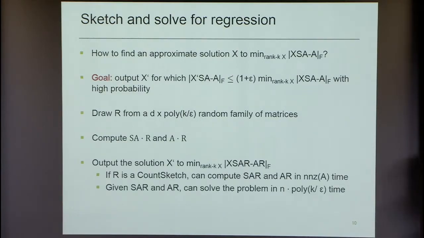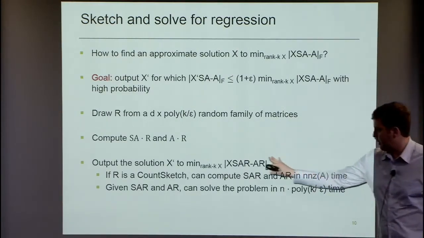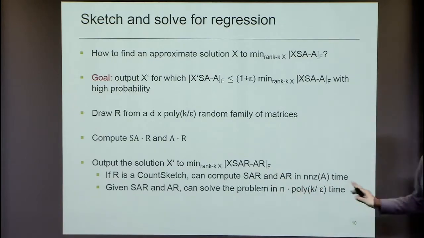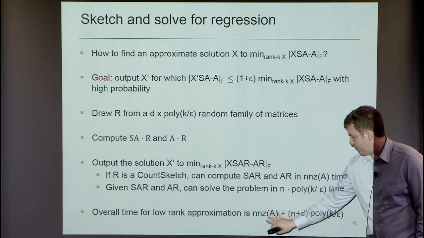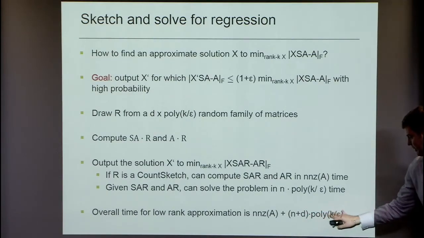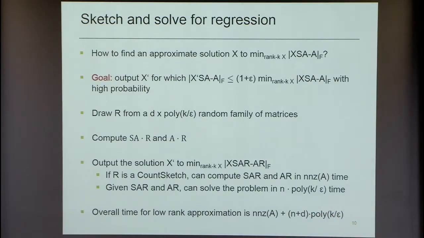And now that you have a small problem, you can actually solve this exactly in n times poly k over epsilon time. Okay? So just to summarize, the overall time for low rank approximation is input sparsity time plus (n plus d) poly k over epsilon. Okay? Any questions about this?